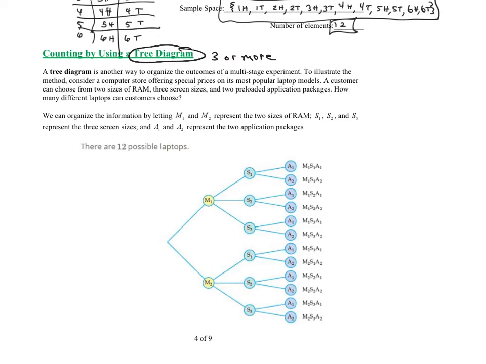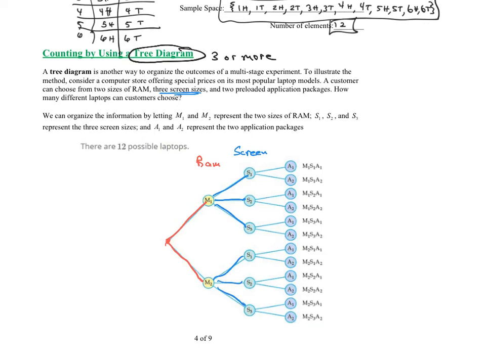So for instance, this first one is about what if we were trying to build a computer? The first choice that it says here is a customer can choose from 2 RAM sizes. So I start off in the center and I create 2 choices for RAM. After we've made the choice of RAM, we go on to the next and we have 3 screen sizes that we can pick from. So no matter the RAM that we pick, we have 3 different screen sizes that we can pick from. So that gives me all of those branches right there.